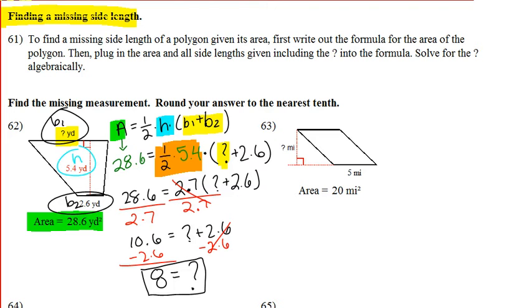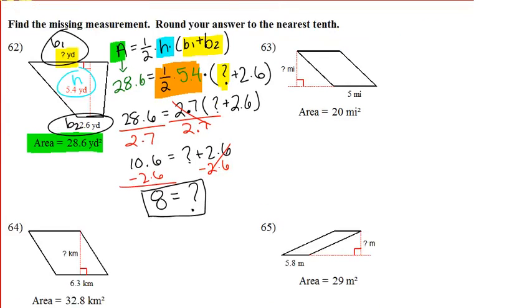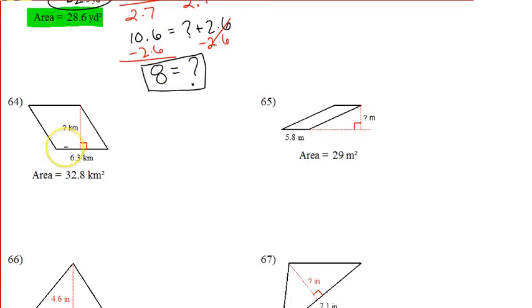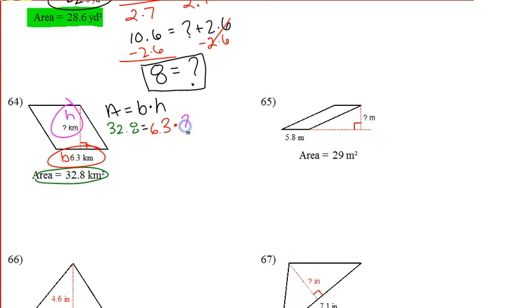Now trapezoids are the hardest polygons to find a missing measurement from, so we're going to do just one easy one just to see. Number 64 is a parallelogram. So there's two pieces out of the parallelogram formula we need. The area of the parallelogram is base times height. So we need to find the area, a base, and a height, and plug all three in. My area is written as 32.8, so this area will become 32.8 equals my base, which I'll write as 6.3, times my height, which is the question mark.